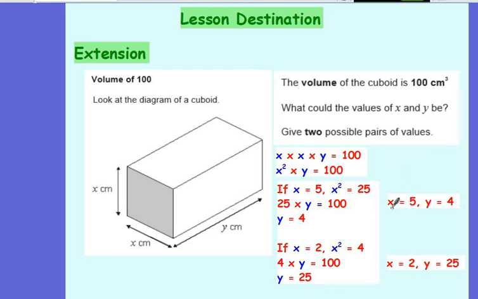I said x could be 5, y could be 4. So I've got 5 times 5 times 4, which would give me 100. Or I've said y could be 25 and x could be 2, so then you've got 2 times 2 times 25, which would give me 100.